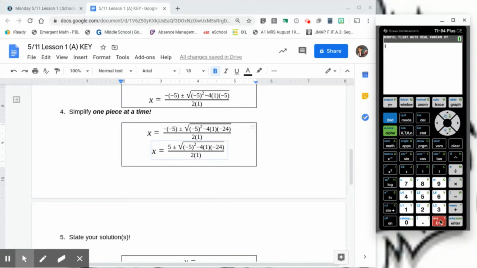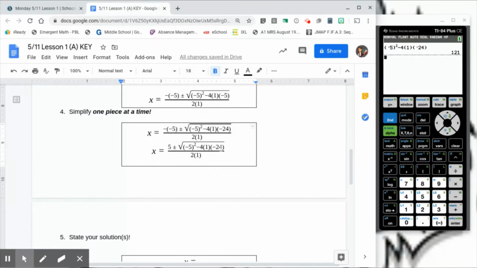So we've got -5. Always type in your parentheses, squared, minus 4 parentheses 1 parentheses negative. Again, do not use the subtraction sign for negatives. That messes it up. It will read it as subtraction. We need that as a -24, and that simplifies to 121.